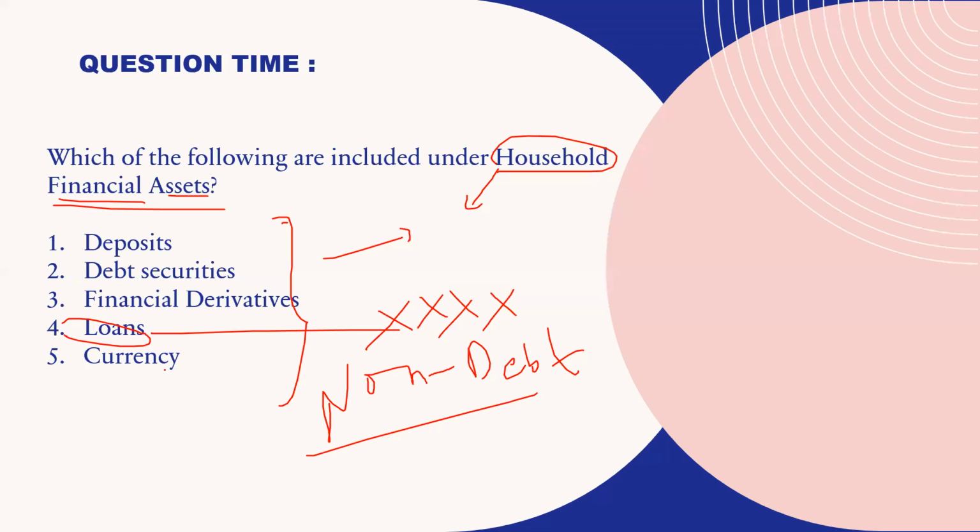Okay. That's clear. Next, financial derivatives are also not part of household financial assets because these are something very different. They don't have any underlying asset. So what are derivatives? What is the definition of derivative? What are the keywords when you define derivative? Yeah, they hold value based on some underlying asset.